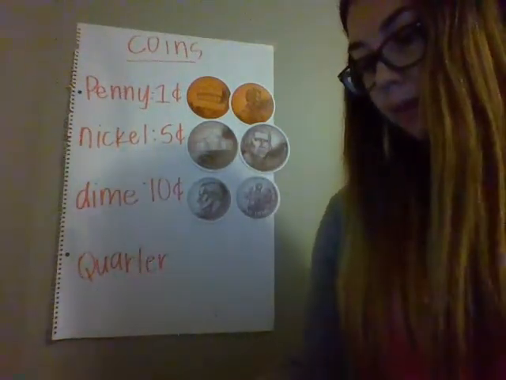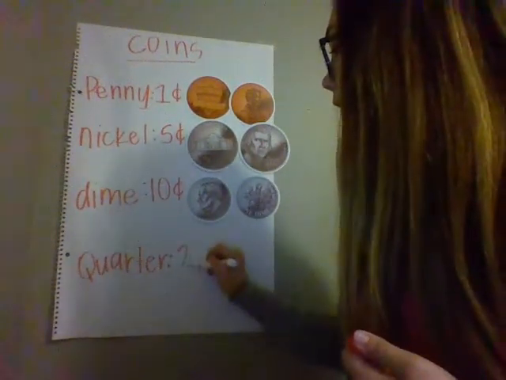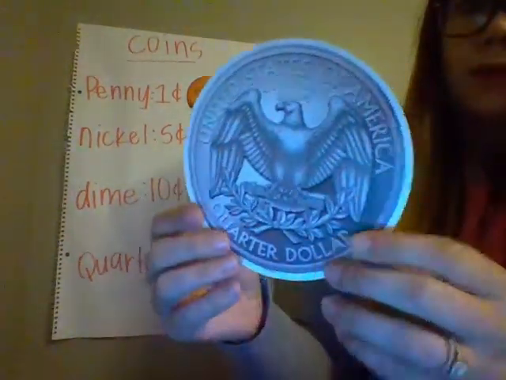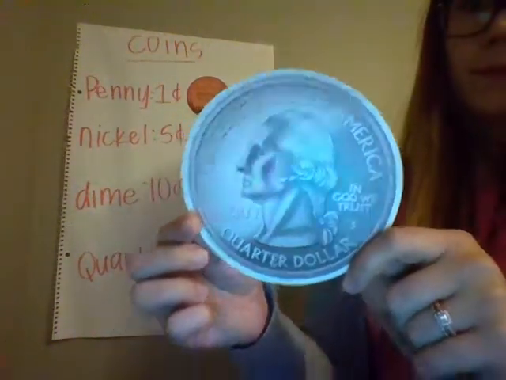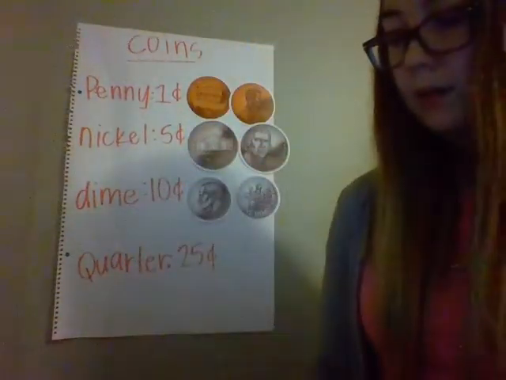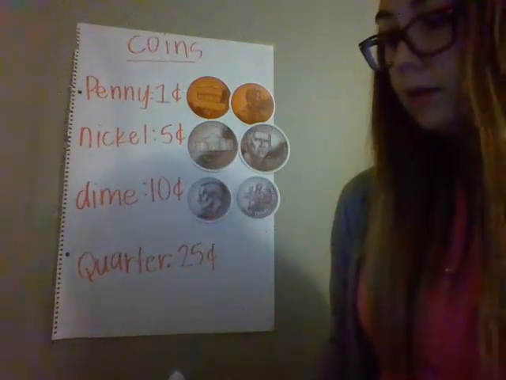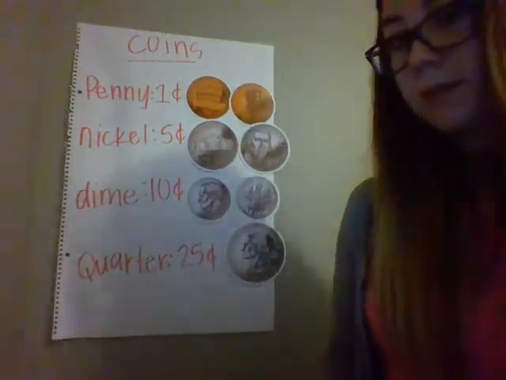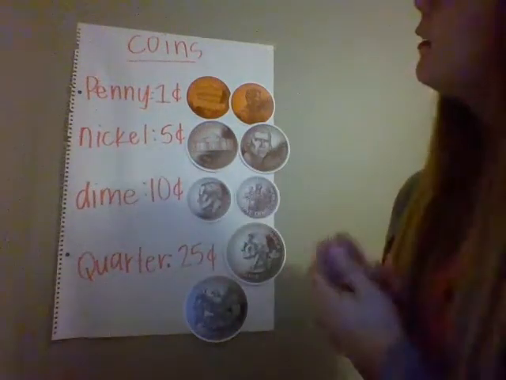All right. Our last coin is a quarter. A quarter is worth 25 cents. Okay? Here's one side of a quarter. And here's the other side of a quarter. So, one side, then our second side. And these are big, so we're not going to be able to put them side by side. We're going to put them below each other, like that.